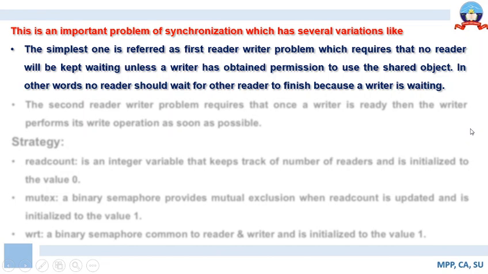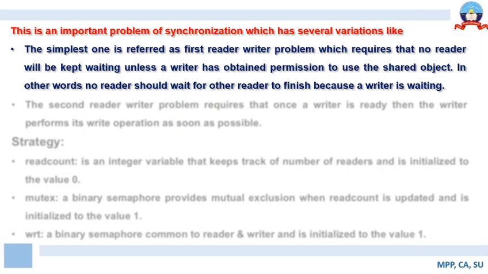The first and simplest one is referred to as the first reader-writer problem, which requires that no readers will be kept waiting unless a writer has obtained permission to use the shared object. In other words, no reader should wait for other readers to finish because a writer is waiting. So this is one variant of the reader-writer problem.